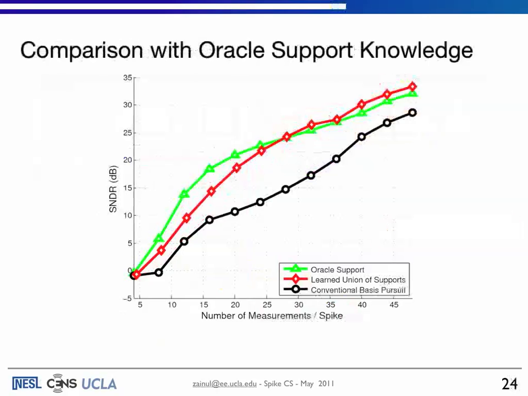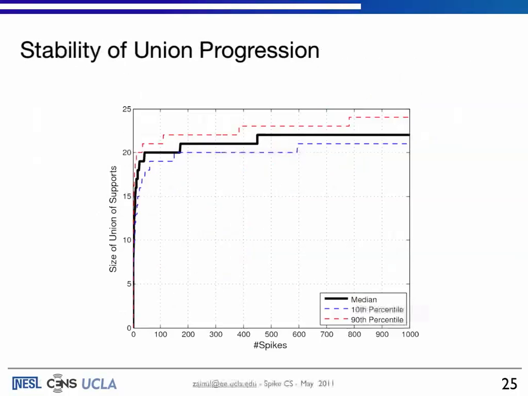We can even compare it with an Oracle system, where we know the data and the support beforehand, and we are not that far off from the Oracle. It's also interesting that as you go on adding to the support, the size of that set T only goes up to about 20, and remember, the actual sparsity is about 11 or 12. It only goes up to about 20 or 21 and then stays there across 1,000 spikes. So within the first 30 spikes, you've learned everything you needed to know about all the spikes that are going to come within about 1,000 spikes.